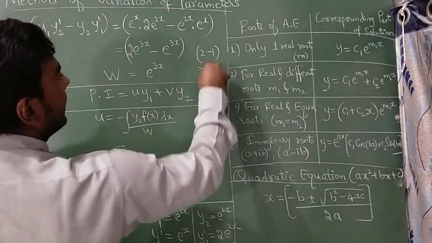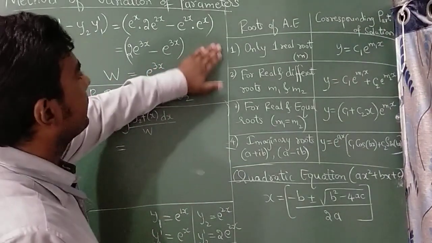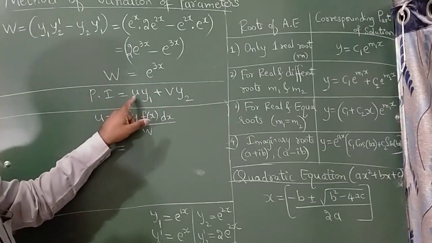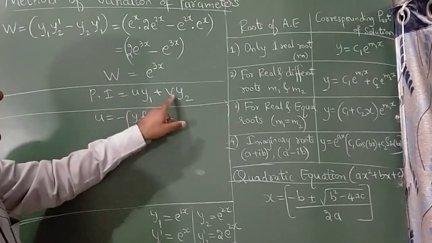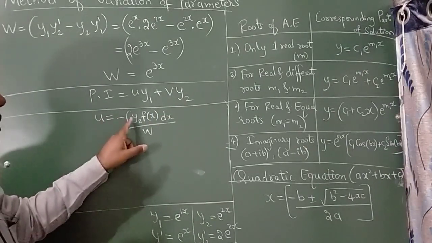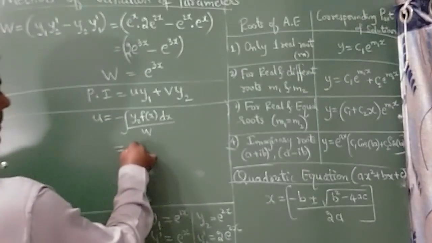2 minus 1 is 1. So w will become e raised to 3x. Fine. So next, pi is equal to u y1 plus v y2. Now what is the formula for u? It is minus integration of y2 f of x dx divided by w. So I'll write here minus.